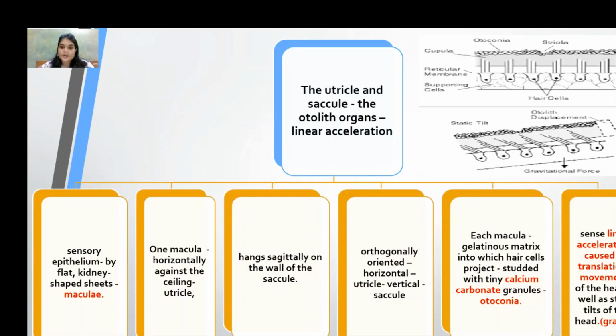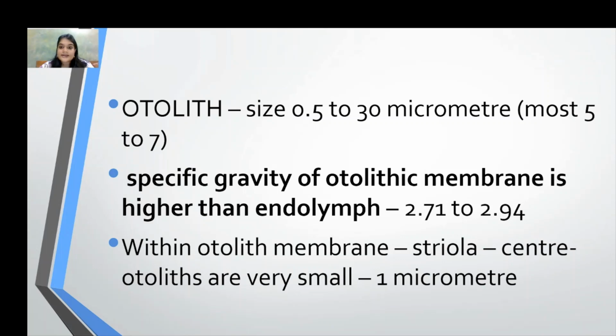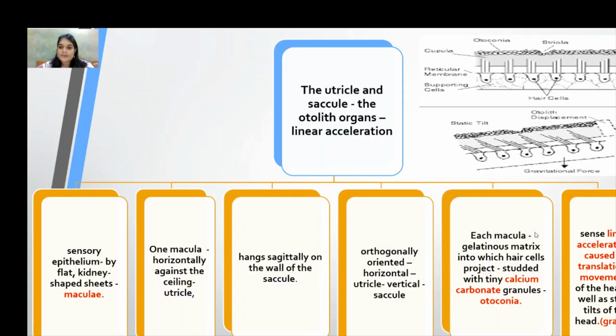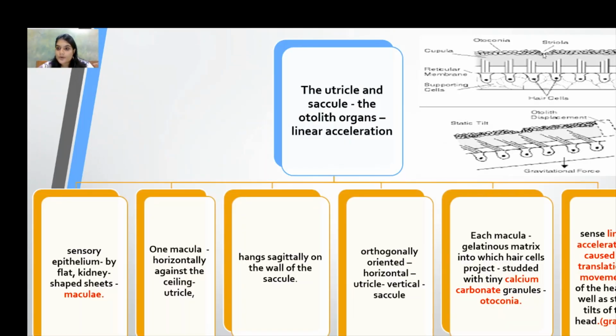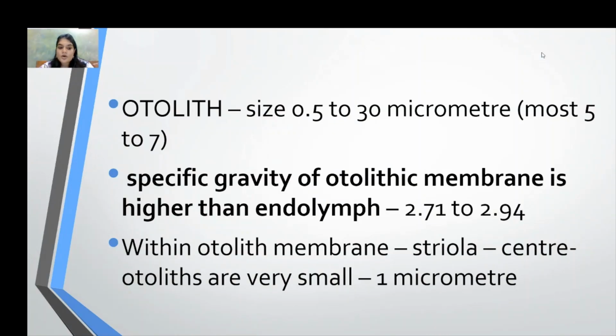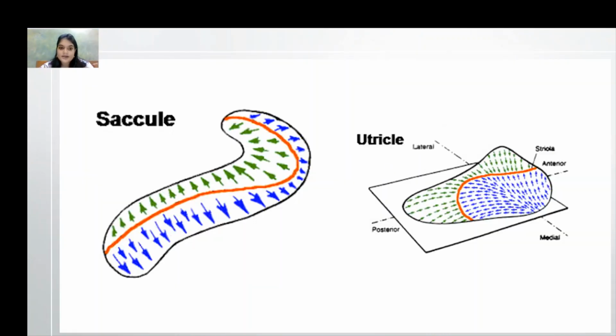The size of the otoliths, that is the calcium carbonate crystals, is around 0.5 to 30 micrometers, and most of them are around 5 to 7 micrometers. The specific gravity of the otolithic membrane is higher than endolymph, that is 2.71 to 2.94. Within the otolithic membrane, there's a central part known as the striola. This is the striola. The striola contains very small otoliths, around 1 micrometer. This is another picture of the utricle and saccule.